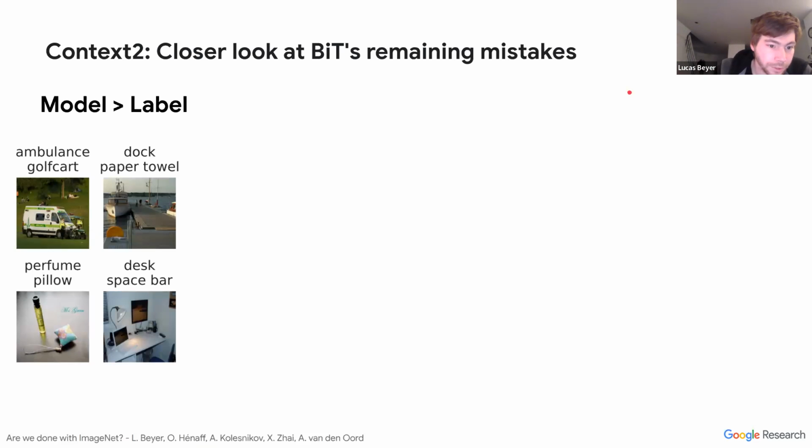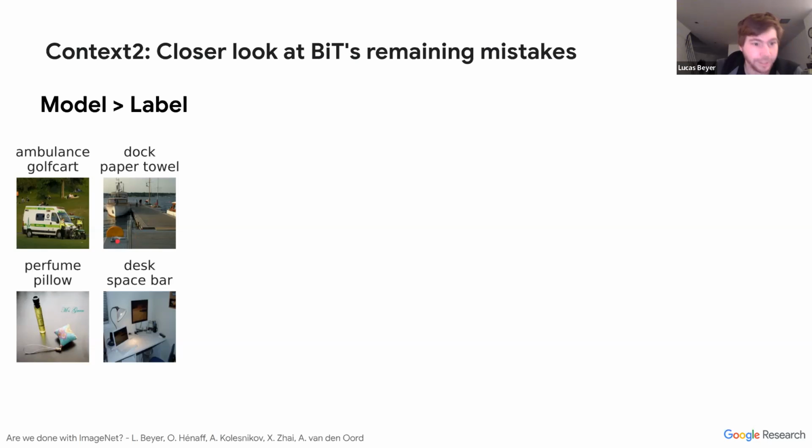So here are a few cases. One of those is the model prediction, the other one is the ground truth label. Here, one of them says ambulance, the other one says golf cart. If you look very closely, there is a golf cart here, right? Behind the ambulance. Here is a fun one. One of them says dock, and the other one says paper towel. This is a dock. If you look really closely, there is actually a paper towel here on the floor of the dock.